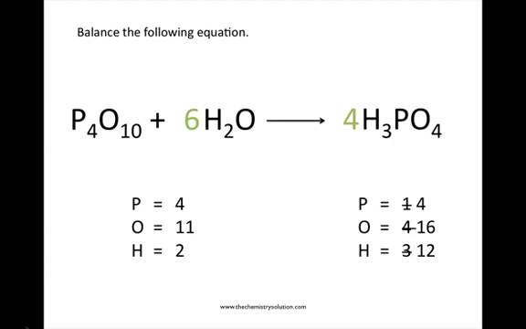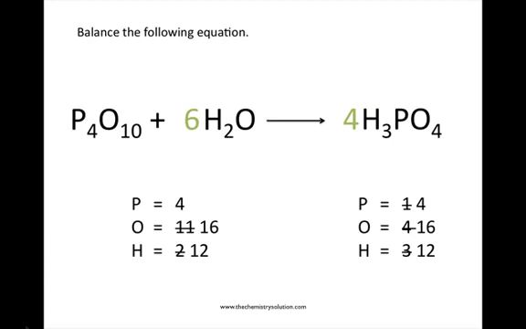But again, because I put a coefficient in front of the entire molecule, I've not only changed the number of hydrogens on the reactant side, but I've also changed the number of oxygens. I now have my original 10 oxygens from the compound P4O10, but I have an additional 6 oxygens because I have 6 H2O molecules, which gives me a total of 16. Now you can see in this case, balancing our hydrogen automatically balanced the number of oxygen atoms on the reactant and product side.